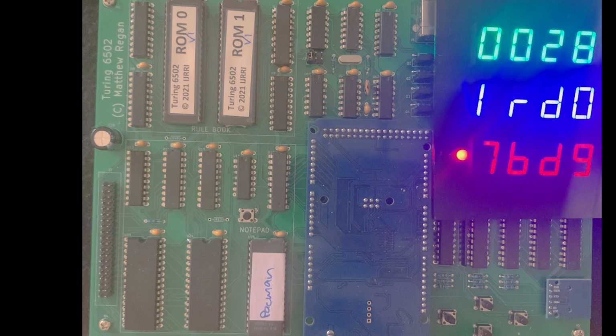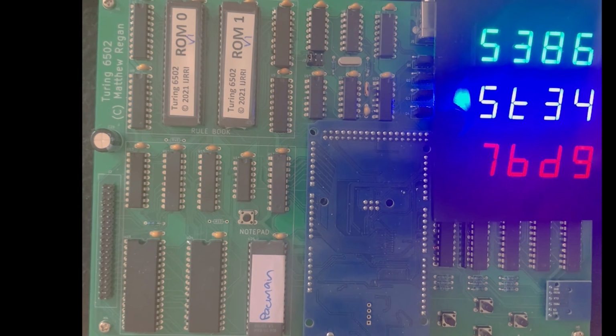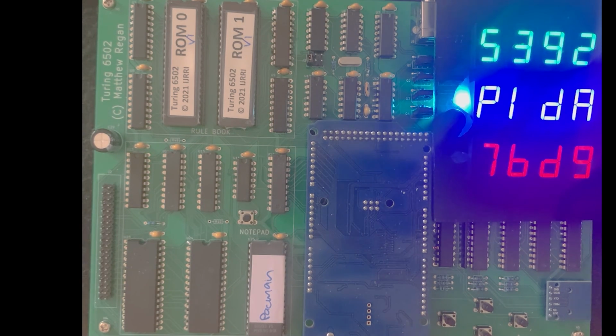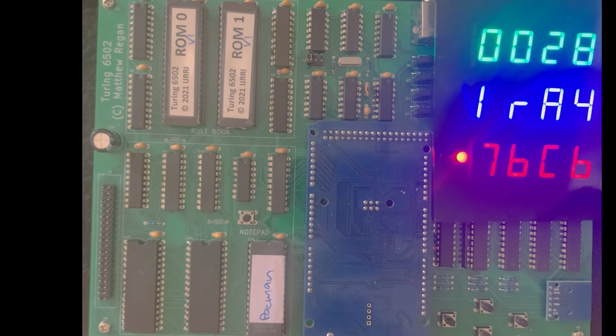Now let's look at the real machine running the sequence. We start off in rule 28 at location 7BD9, and we fetch D0 into our instruction register. Then we cycle through rules 5386, 5390, 5392, 5393, 5395, and 5636, then back to 28. I'll stop it there, and now we can see the machine fetching the instruction at 7BCB, so we've successfully completed the BNE instruction.